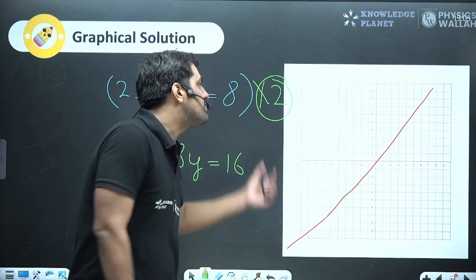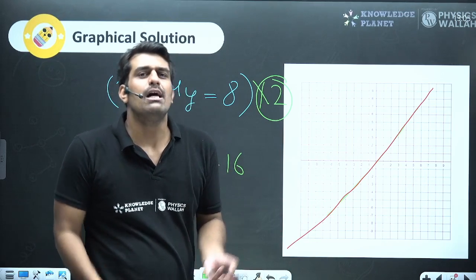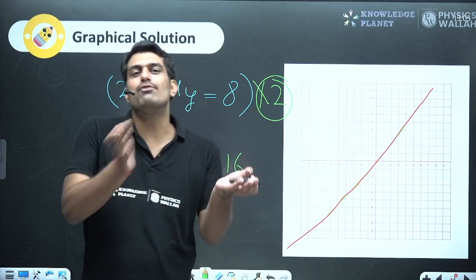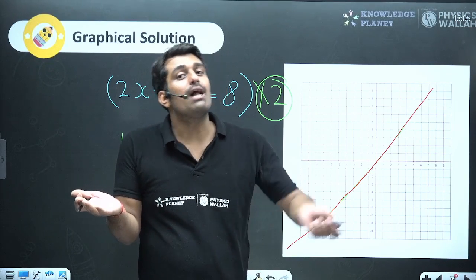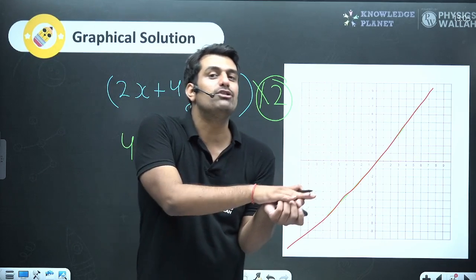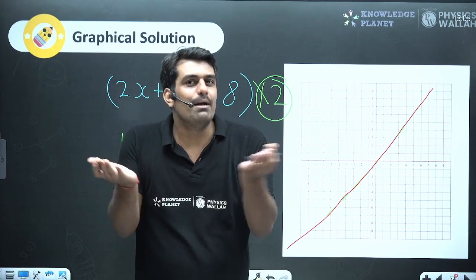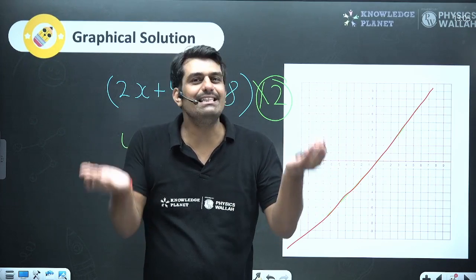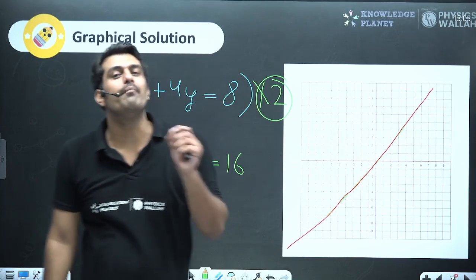Because we have just multiplied or divided the equation, that doesn't mean the plot will change. Because on the beam balance, if 1 kg was put on this side and 1 kg on this side, and I put another 1 kg on this side and another 1 kg on this side, now the beam balance has 2 kg and 2 kg. But the balance is still there. It doesn't change. And if the balance doesn't change, the line will not change. The plot of the line will remain the same.